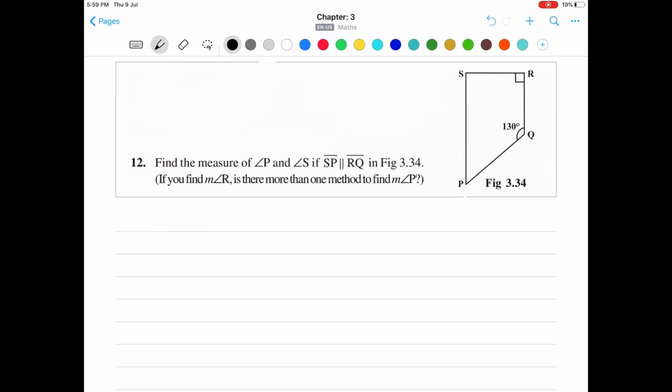Moving to the next and the last question of this exercise, question number 12. It says find the measure of angle P and angle S if SP and RQ are parallel. These two sides SP and RQ are parallel. Okay, so let's write a solution.